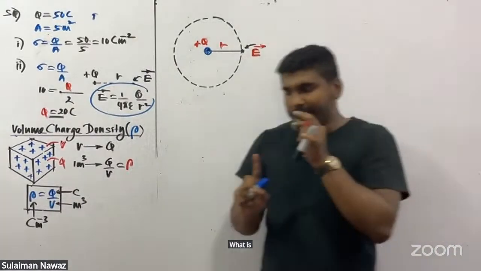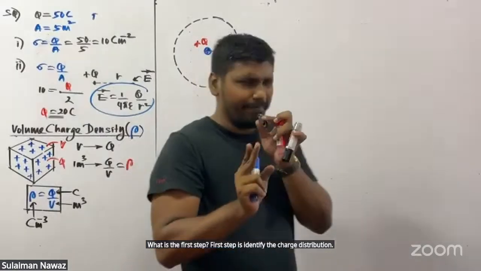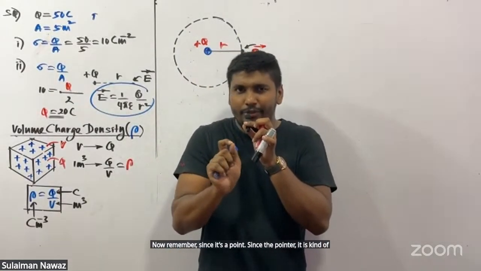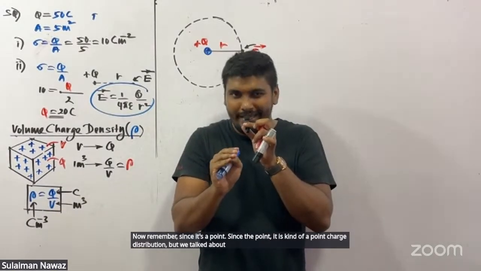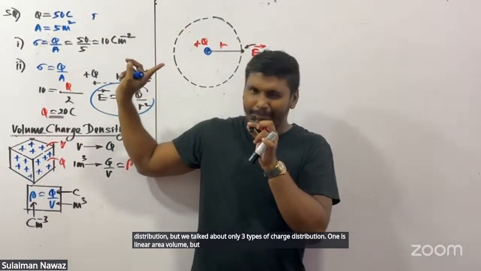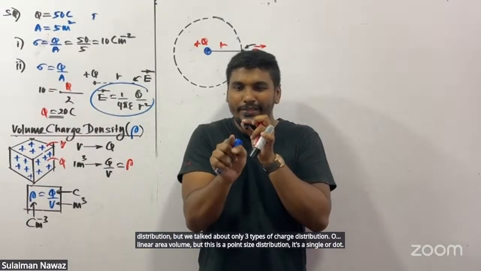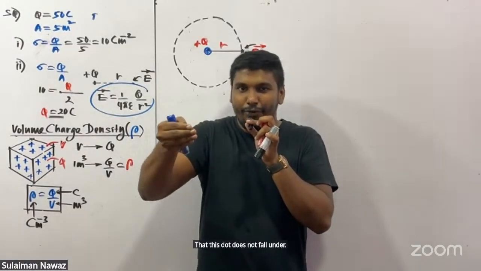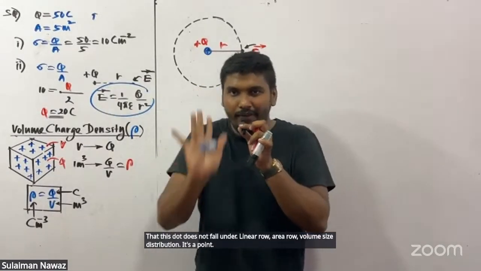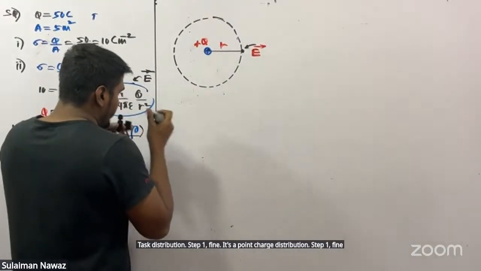What is the first step? The first step is to identify the charge distribution. Since it's a point, it is a point charge distribution. We talked about only three types of charge distribution: linear, area, and volume. But this is a point charge distribution, a single dot. This dot does not fall under linear, area or volume charge distribution. Step 1, done: it's a point charge distribution.